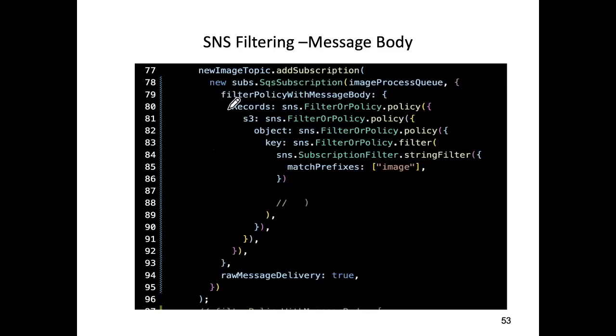I know the syntax is quite verbose, but essentially what we're trying to do is describe the structure of the message, and express in our subscription how you find the actual part of the message that we really are interested in. And so here we go: records, S3, object, key. And we're using these static methods as well, provided by the SNS SDK, if you like.